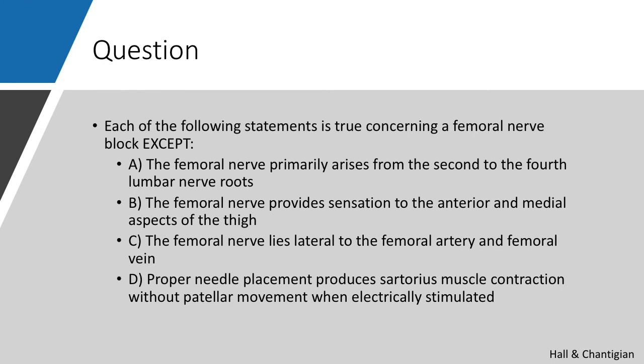This question tests your understanding of the femoral nerve anatomy. Each of the following statements is true concerning the femoral nerve block except: A. The femoral nerve primarily arises from the second to the fourth lumbar nerve roots. B. The femoral nerve provides sensation to the anterior and medial aspects of the thigh. C. The femoral nerve lies lateral to the femoral artery and femoral vein. Or D. Proper needle placement produces sartorius muscle contraction without patellar movement when electrically stimulated.